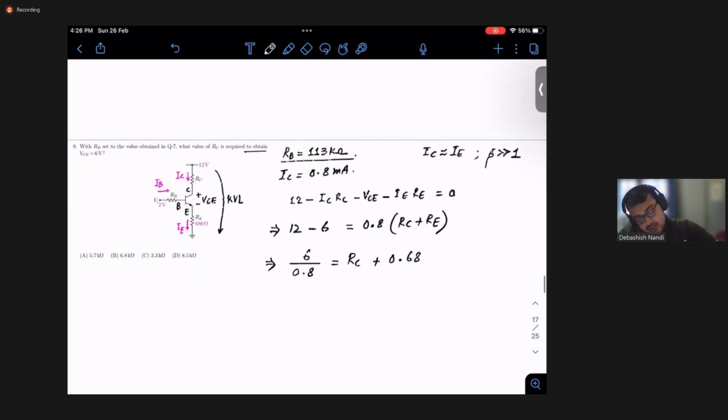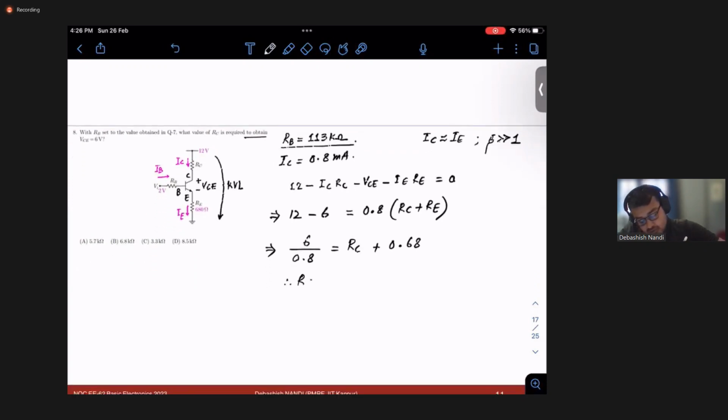Minus 0.68. So it is coming out to be 6.82 kilo ohm. So this is your right option, right? A pretty simple problem.